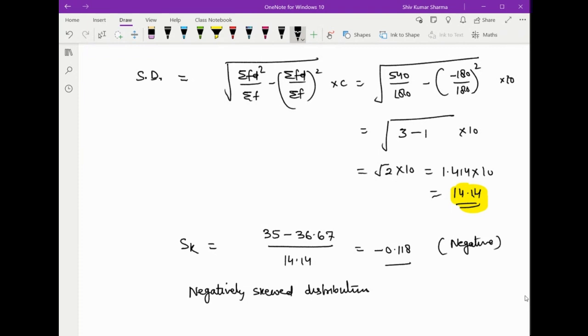Devangini, in a negatively skewed distribution, is the right tail longer or the left tail longer? Write in the chat box. Ankit, if our distribution is negatively skewed, is the right tail longer or the left tail longer? Okay, very good.